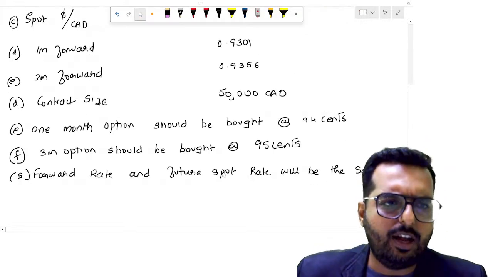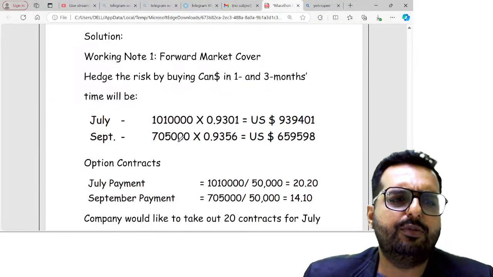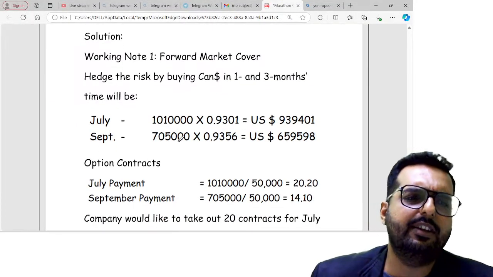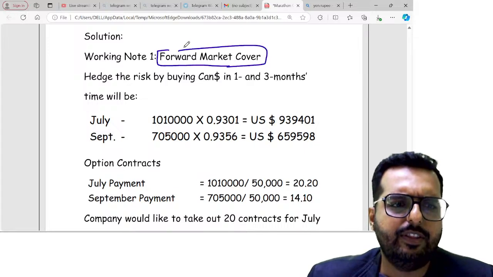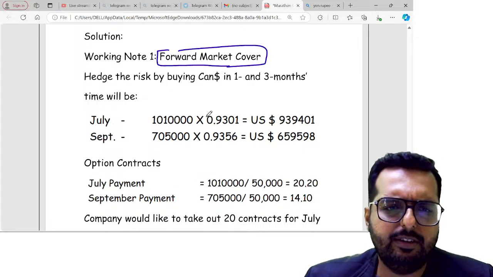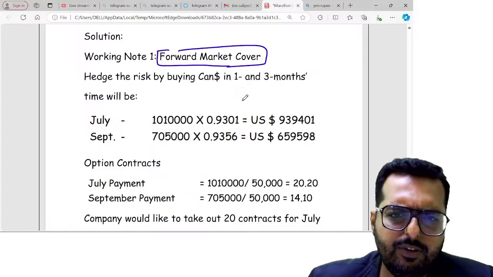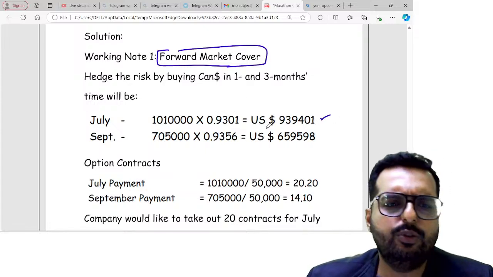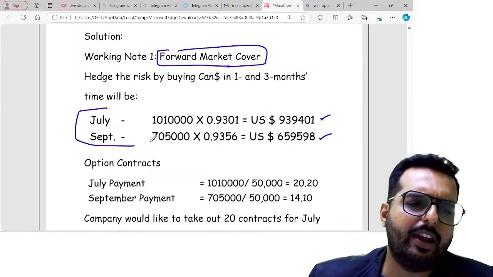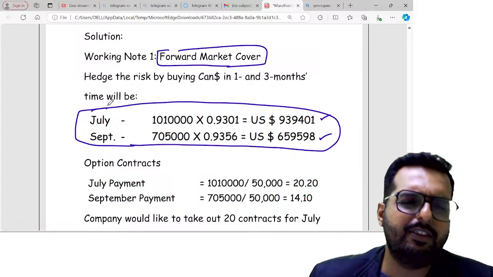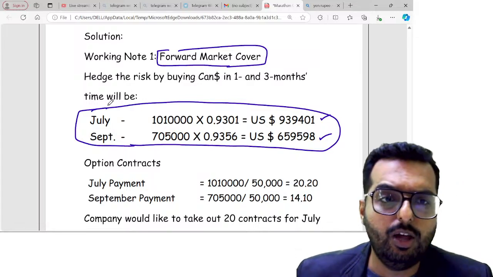Yes, friends, I believe you're all done with this part. So now we'll start with the forward contract. The forward contract is very, very easy. There is not much complication involved. For July, you will get 0.9301. The rates are directly given. You have to pay 9,39,401. For September, you have to pay 6,59,598. Can you quickly write down the forward contract first? Once that's over, we'll go to options, which is a more tricky area.